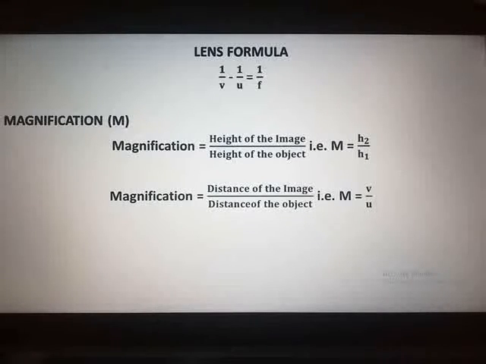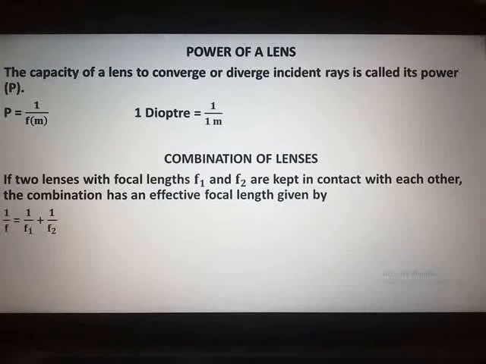Last year you also studied magnification produced by the mirror. Next is power of a lens. It is the capacity of every lens to either converge or diverge the incident rays, to either bring together or spread apart the incident rays. That is called the power of the lens.